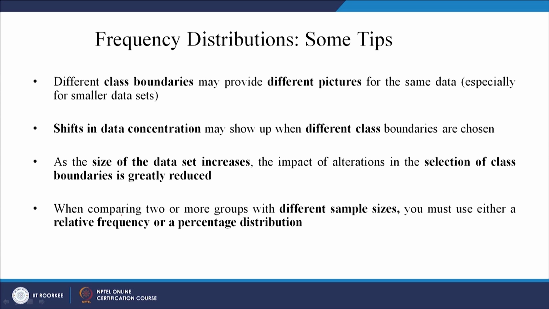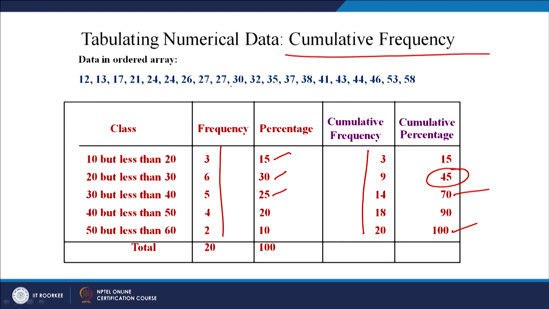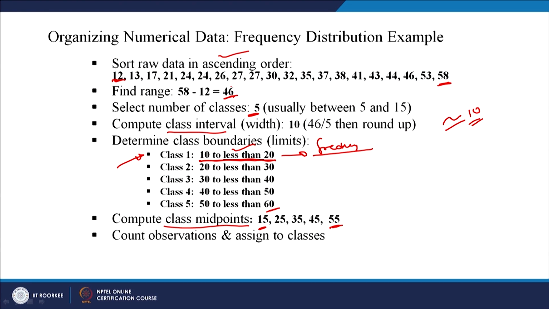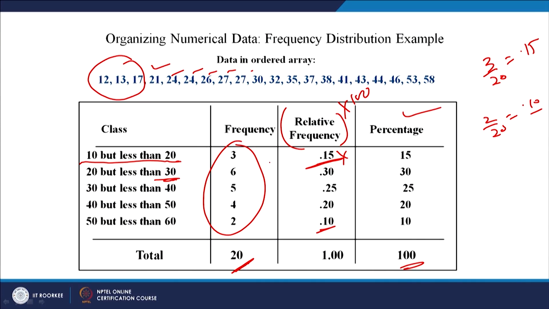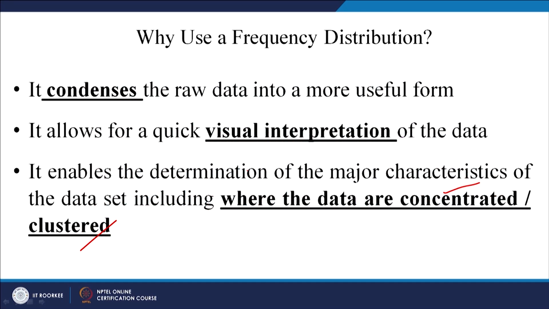Some of the important points. Different class boundaries may provide different pictures, this is very important. So, if you change, let us say in the previous example, the number of classes from 5 to, let us say, 10, then you will get a different frequency distribution. Here the data are concentrated in this class, but if you change the number of classes from 5 to 10, then data concentration would be somewhere else, is it not? So, that is the point you should remember.